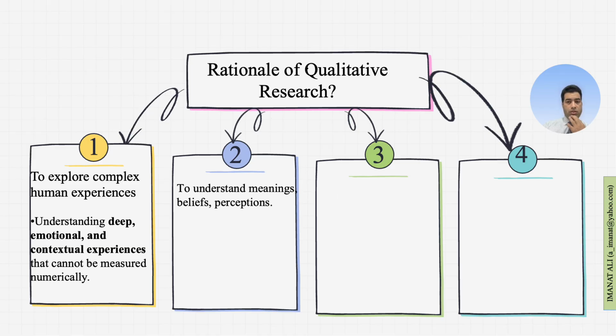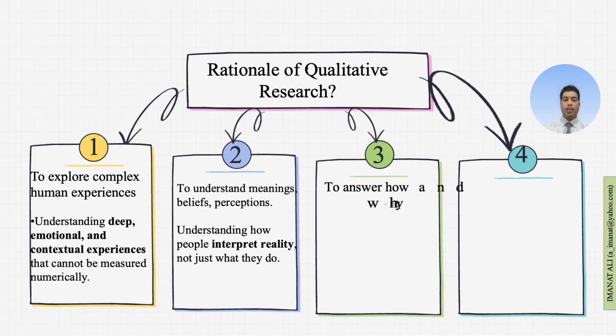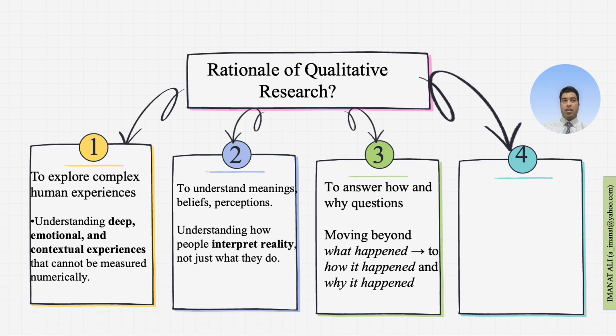Qualitative research is also used to understand meaning, belief, and perception of the participants, understanding how people interpret reality, not just what they do. To answer how and why questions, for instance, we talk about the nurse's behavior in the emergency room. This is the problem, but we don't know what is the reason, or we cannot measure it in numbers. So for that purpose, we move beyond what happened to how it happened and why it happened. So to understand why and how.